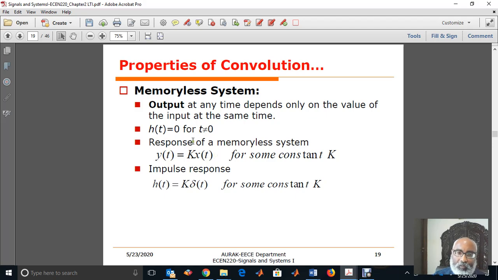Note that both definitions, the one based on the system here and the previous definition in chapter 1 based on the input and output relationship, will give you the same result.